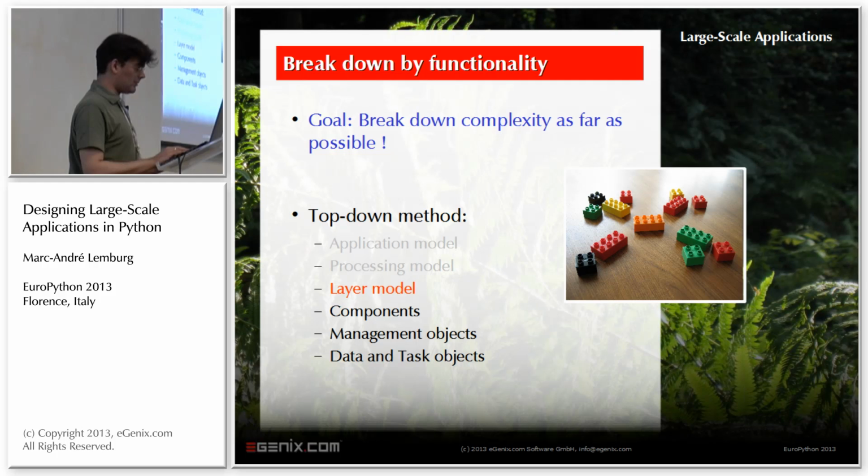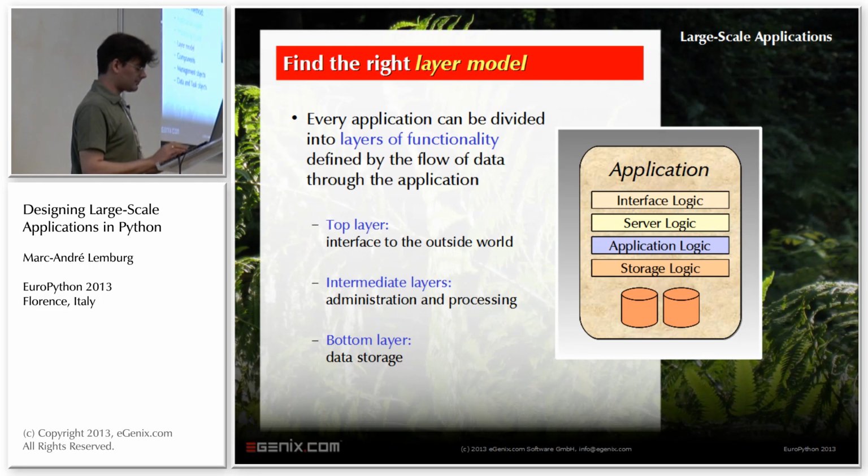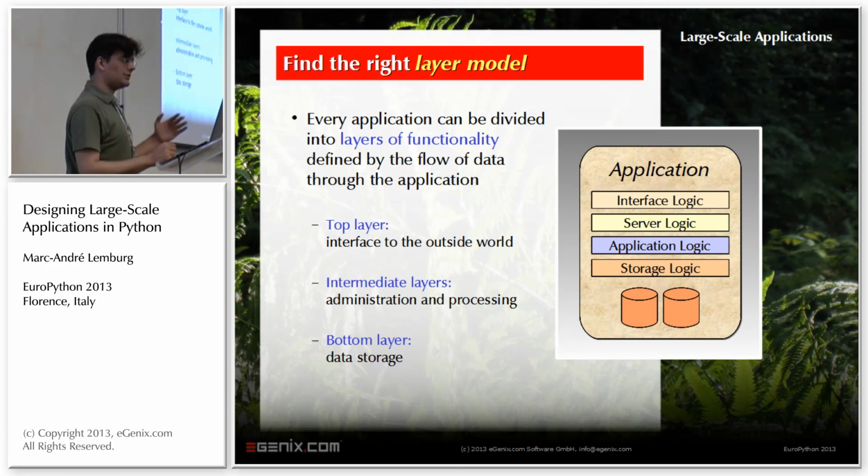Okay, so now we're going to break down our functionality. So we already know the application model, we know the processing model, and now we need to look at the application and see how the data should flow through that application. So what you typically have is layers in your application. The data comes in at the top, you have interface logic, server logic, application logic, storage logic. That's the typical kind of setup that you have in an application.